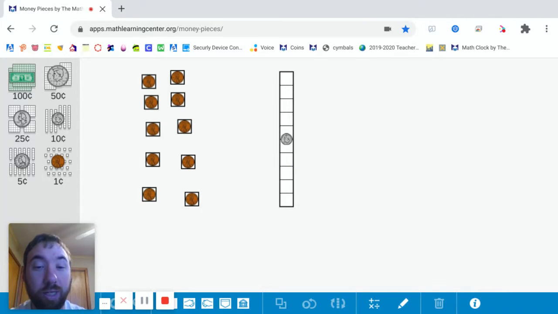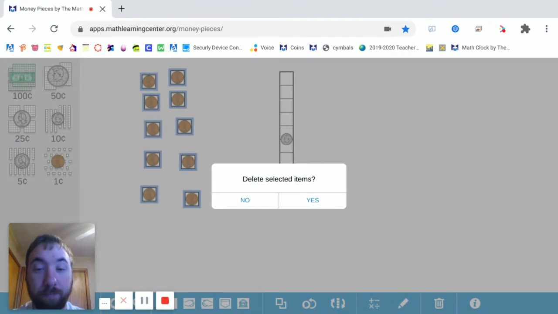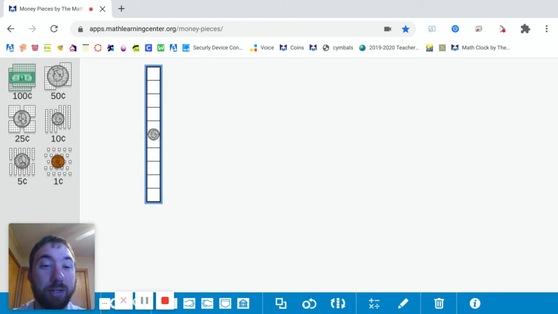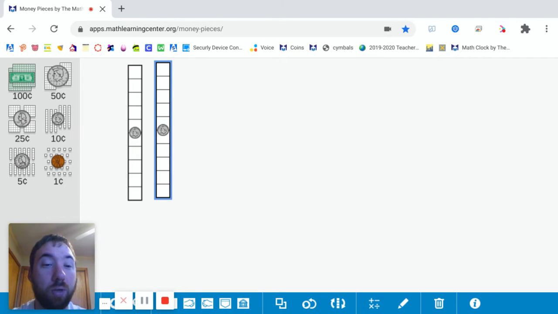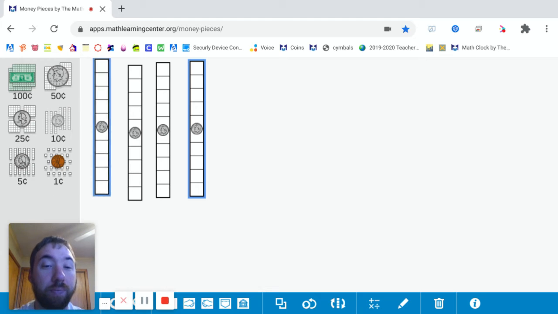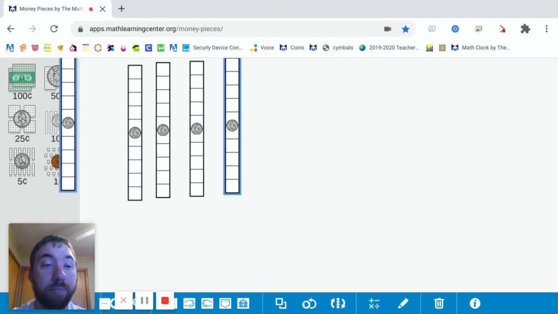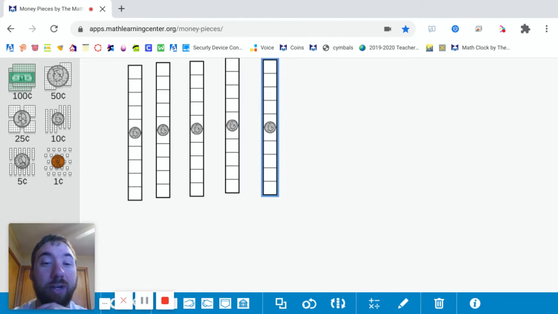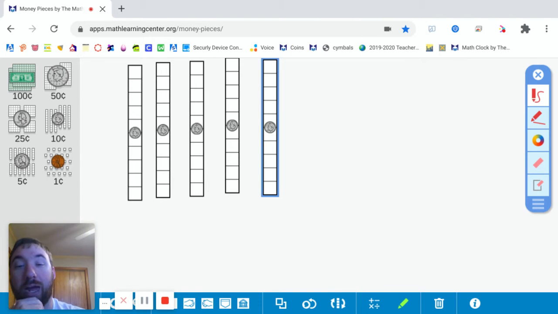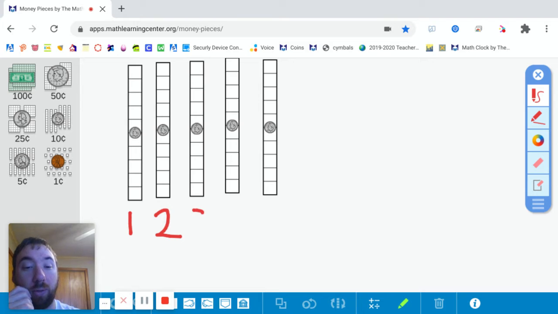So let's clear all of our drawings, and let's get rid of some of these pennies. They're kind of in my way. There we go. So I have 10 cents here. 10, 20, 30, 40, 50 cents right there. I have 5 different coins. Coin number 1, coin number 2, coin number 3, coin number 4, coin number 5.